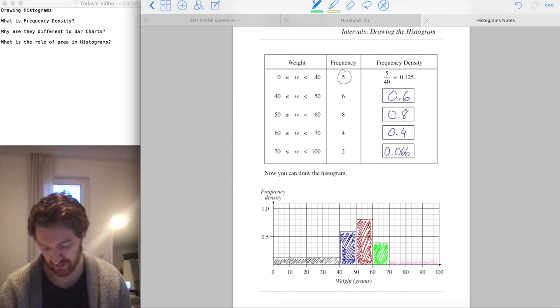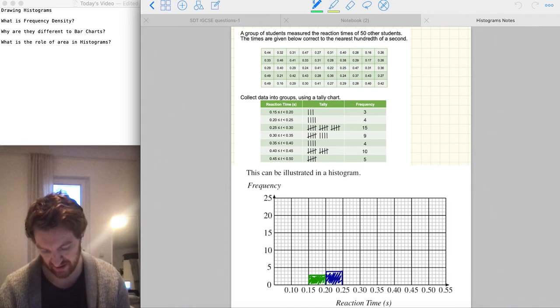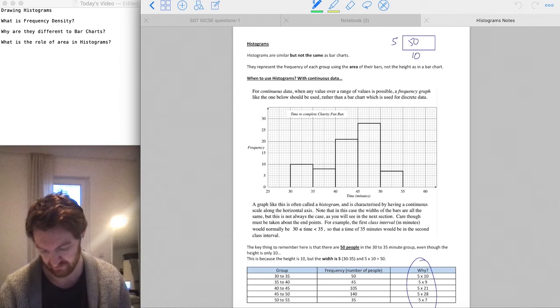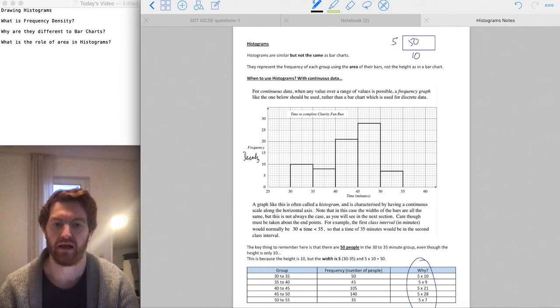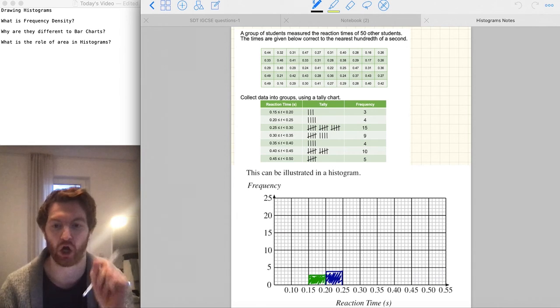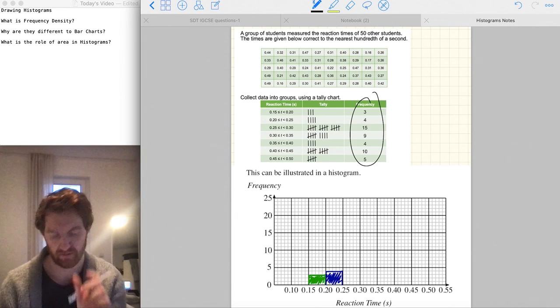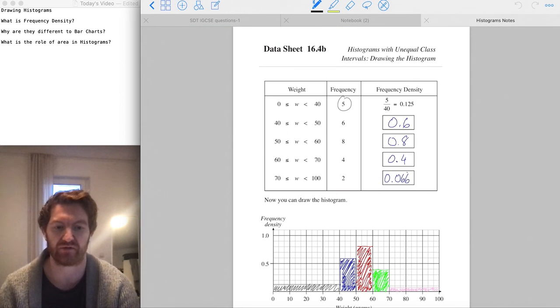So when they're all the same width, like we did at the start, oh sorry, this one's confusing because that should say frequency density. When they're all the same width, you don't need to worry so much. Like here, we just worked out the height was just the frequency because they were all the same width. When they're different widths, we have to calculate how tall they're going to be because we've got different size bars. And that is histograms, and that's how they look.